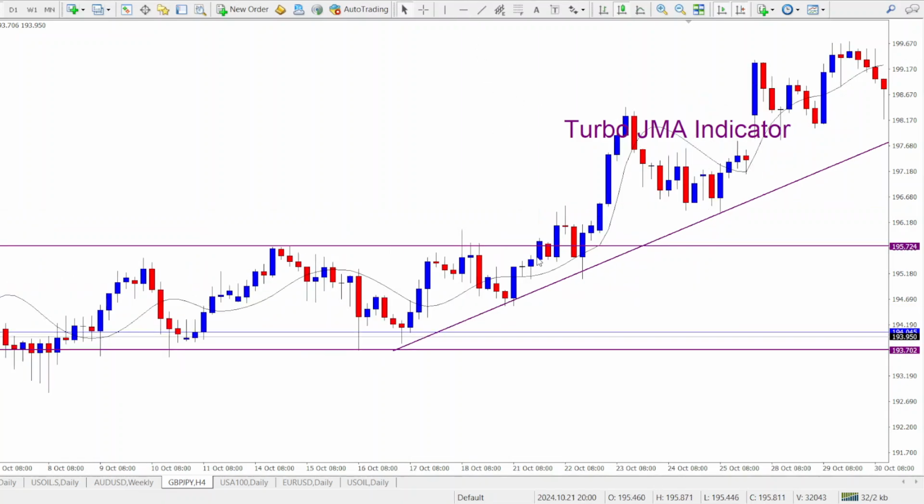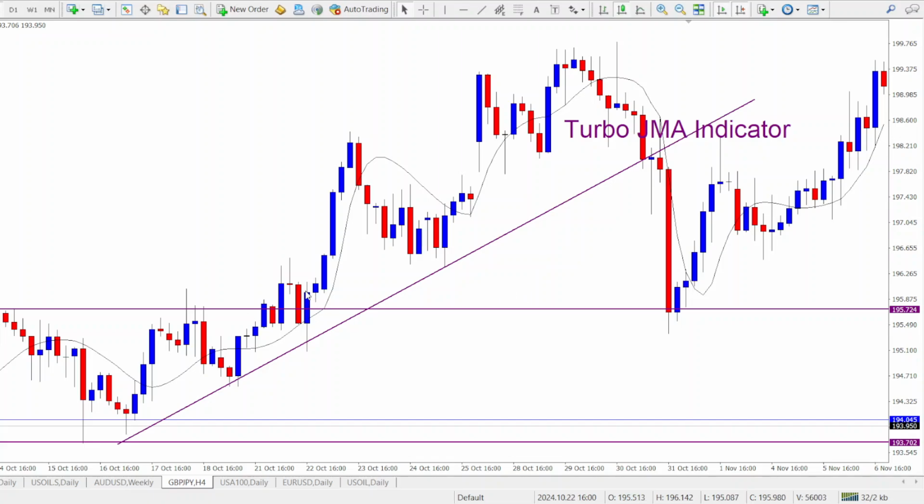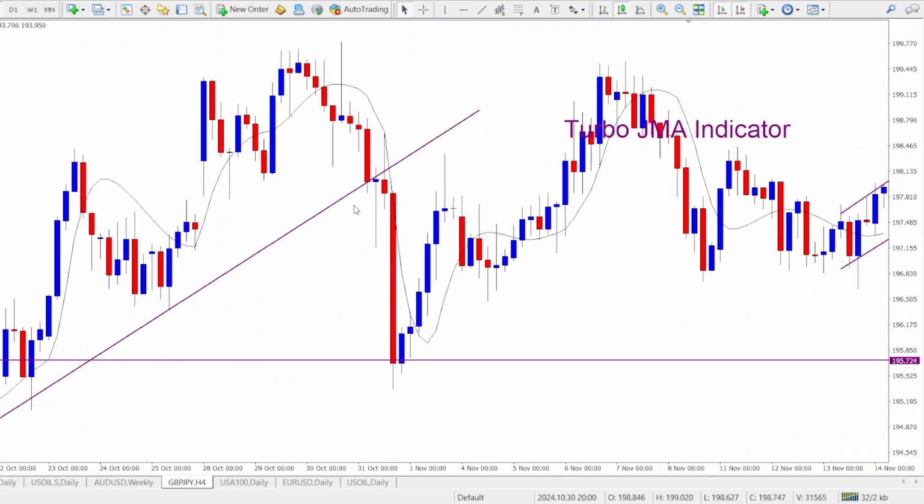Price was moving sideways. So this was where we had a breakout. We had a breakout around here, and you can see that after the breakout, the indicator also gave us a buy signal. So after this breakout, you can also consider entering a buy trade, set stop loss below the swing low, and you can target the nearest resistance for your take profit, or you can wait for price to drop below the Turbo JMA indicator to exit your buy trade.